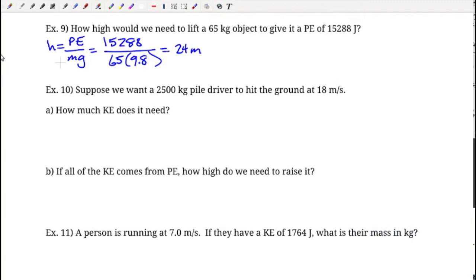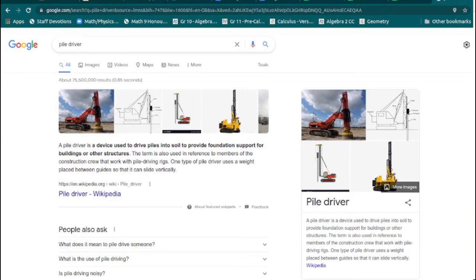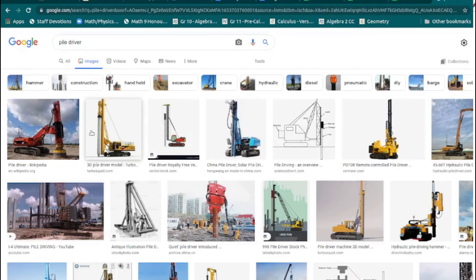So suppose we want a 2,500 kilogram pile driver to hit the ground at 18 meters per second. What is a pile driver, you ask? The best way to figure things out is to Google them. So let's see what we get when we use Google Images. Google tells us a pile driver is a device used to drive piles, which are big long posts, into soil to provide foundation support for building or other structures. And if you want to look at images, these are what pile drivers are. So okay, back to your regularly scheduled physics.